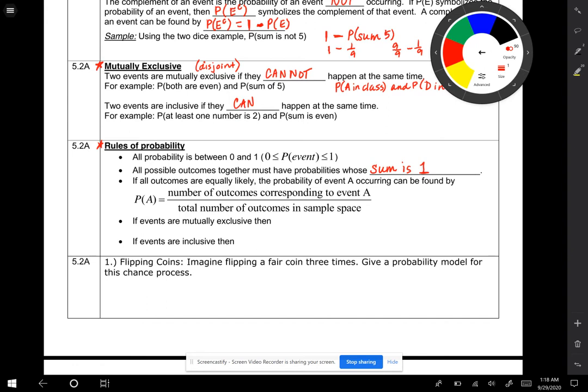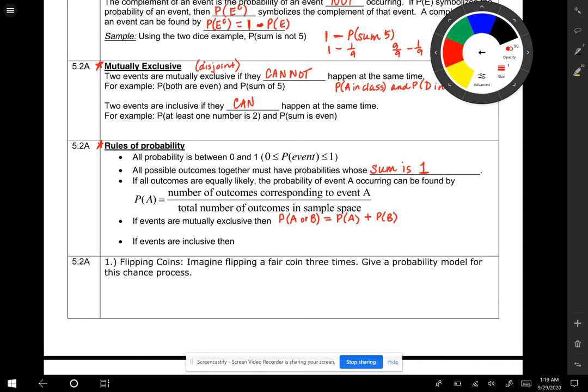If events are mutually exclusive, here's our first formula, and you'll see this on the formula sheet. If events are mutually exclusive, meaning they cannot happen at the same time, then the probability of A or B is equal to the individual probabilities added together: the probability of A plus the probability of B. And that's if they're mutually exclusive.